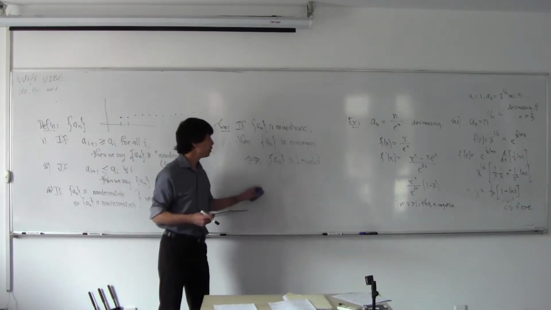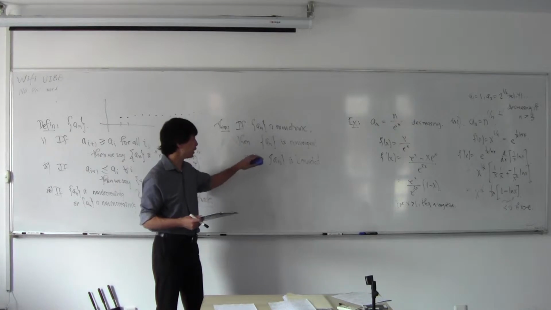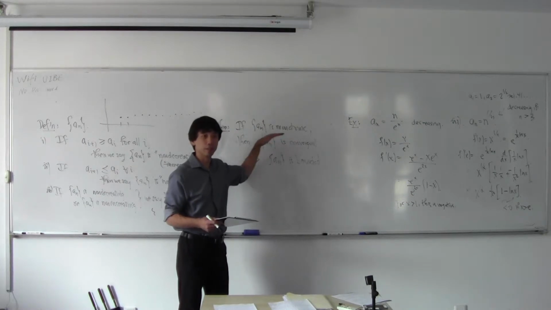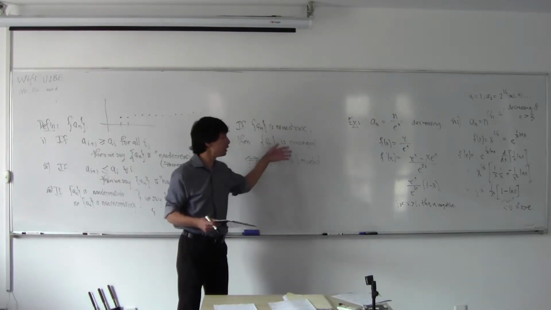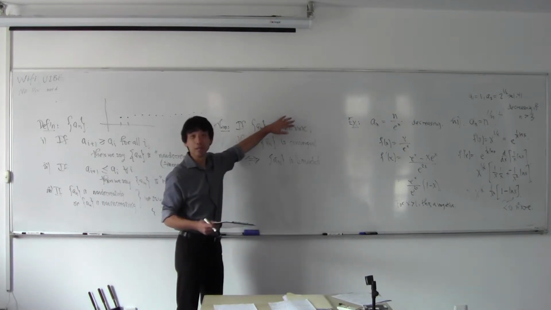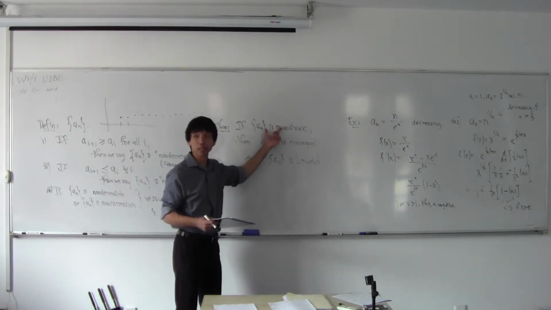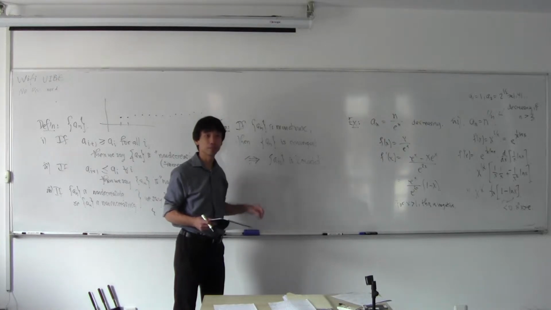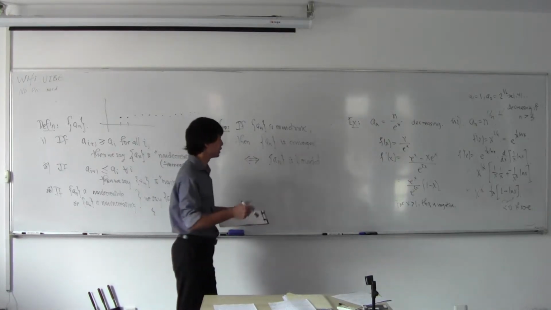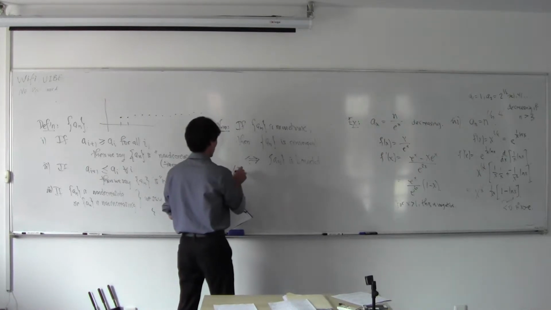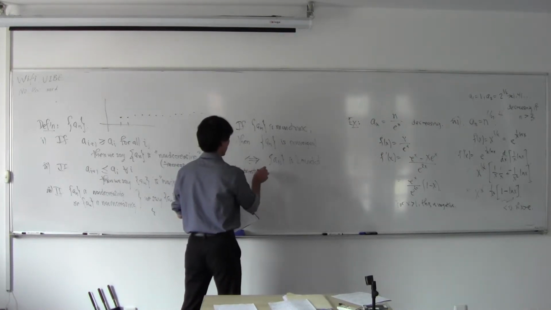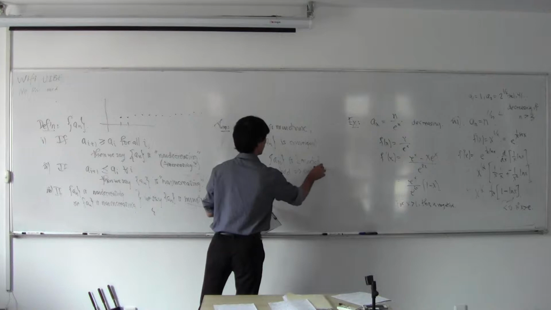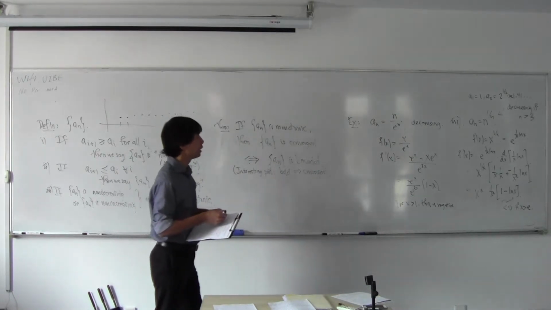The interesting part is this backwards part, right? Because we already saw that if you're convergent, then you're bounded. That happens for everybody. But the interesting part is that if you're monotonic and bounded, then you're actually convergent. Bounded implies convergent. Bounded forces you to be convergent.